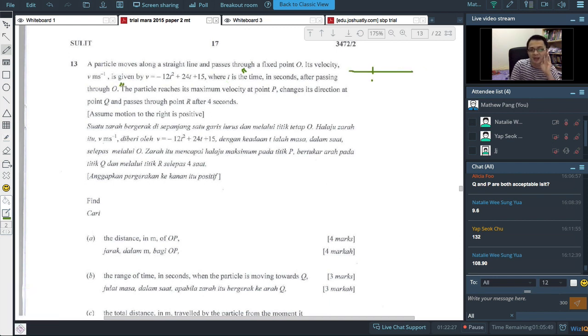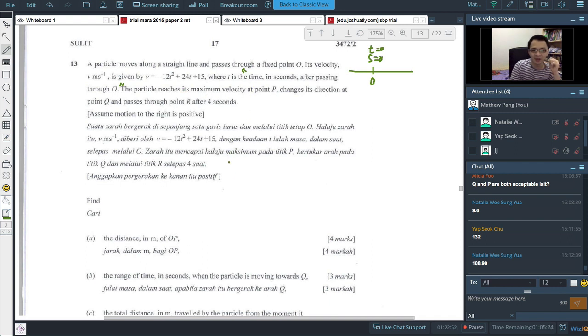That means at O itself, S equals 0, t equals 0, because t starts to be calculated after passing through the origin. So at the origin itself, time is still equal to 0. And we have the velocity equation. This question is a bit hard because you need to understand the next sentence: the particle reaches the maximum velocity at P.